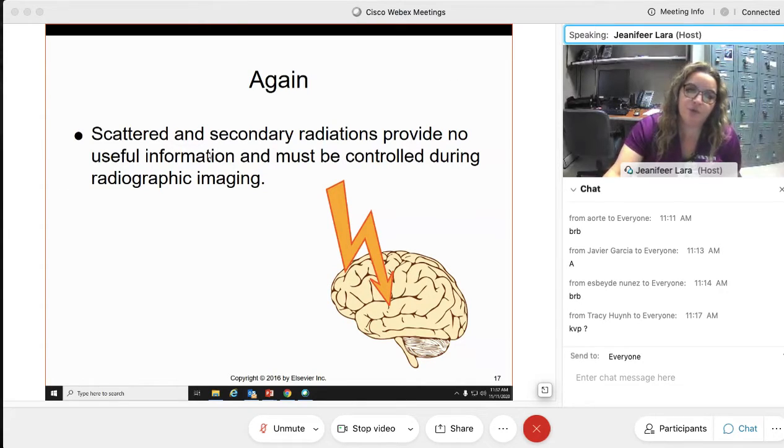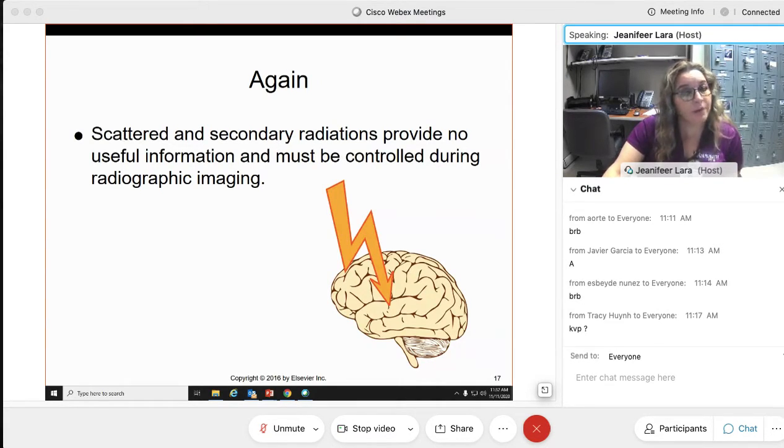provides no useful information on the radiograph, must be controlled during radiographic imaging. We have to learn how to control it because it does not contribute to quality imaging, but contributes to increased patient dose. Make sense? So we have to control scatter, and we will. We'll learn how to control scatter, and we will also learn how to control secondary photons.